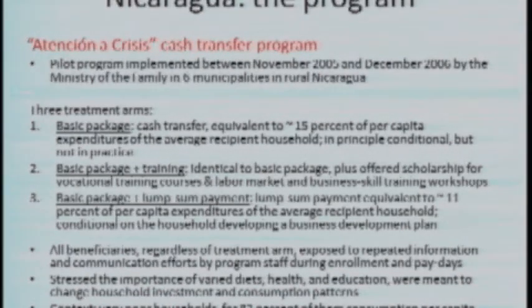All beneficiaries, regardless of the treatment arm, were exposed to repeated information and communication efforts. These efforts stressed the importance of varied diets, health, and education, and they were meant to change household investment and consumption patterns. But this is not a conditional cash transfer. This is essentially an unconditional cash transfer, in the sense that households didn't have to do anything in exchange for getting this cash. And it's a very, very poor area. More than 4 out of every 5 households in this area have a consumption per capita of less than $1 per day. So it's a really very poor setting.